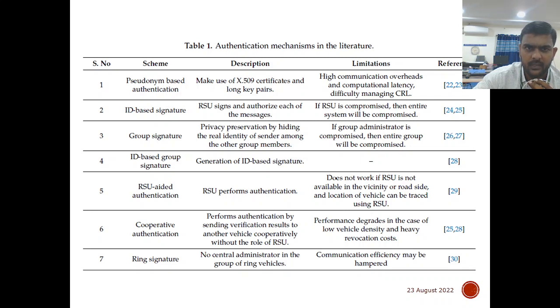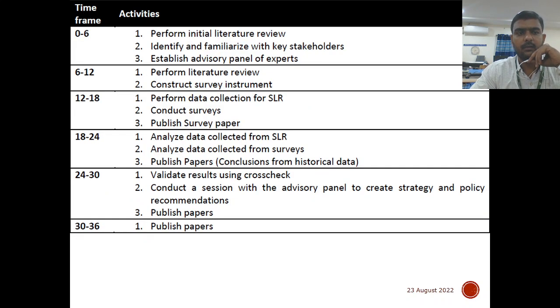Now, in order to overcome this limitation, the next scheme is ID-based signature. What it is, I mentioned in the description. Then what are its limitations? This scheme is proposed in journals 24 and 25. The limitations are then overcome by the group signature scheme. What it is, I mentioned in the description, and its limitations I mentioned in the fourth column. If you mention things in a sequential manner like this, it will definitely give you a quick understanding of the research question for which you are preparing and which you are trying to solve.